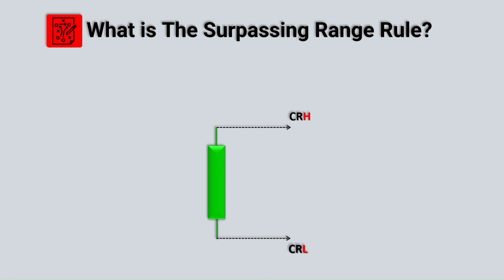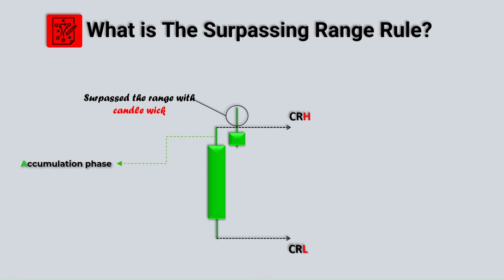Here's how it works. Once you've identified the accumulation phase, shift your focus to the second candle. For manipulation to be confirmed, the second candle must close inside the range of the accumulation candle, but its wick must surpass the range. Why is this important? This specific candle behavior signals the market's attempt to mislead traders, a hallmark of the manipulation phase.